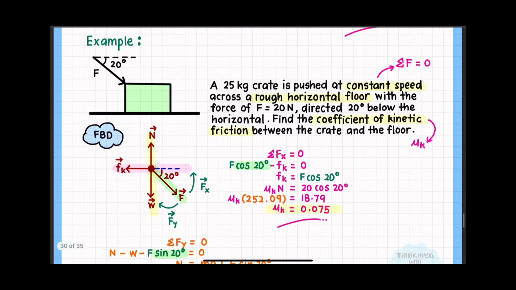Alright, next example, we have a 25 kg crate pushed at a constant speed. It means it is moving but at constant speed, which is also an example of the first law. Across a rough horizontal floor with a force of 20 Newton directed 20 degrees below the horizontal. Find the coefficient of kinetic friction between the crate and the floor.